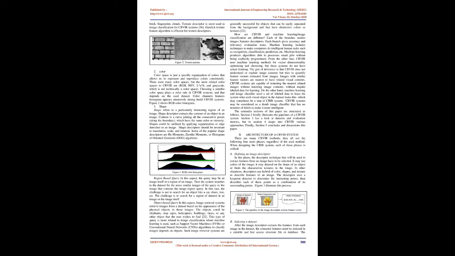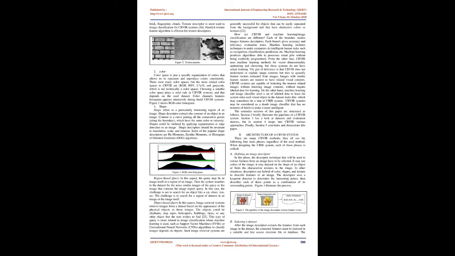From the other side, Spur uses machine learning methods for vector dimensionality optimizing and clustering, but these systems do not have actual learning. The gist of the difference is that Spur does not understand or explain image contents but tries to quantify feature vectors extracted from images. Images with similar feature vectors are nearest to have related visual contents. Spur systems are capable of returning the nearest related images without knowing image contents, without requiring labeled data for learning.